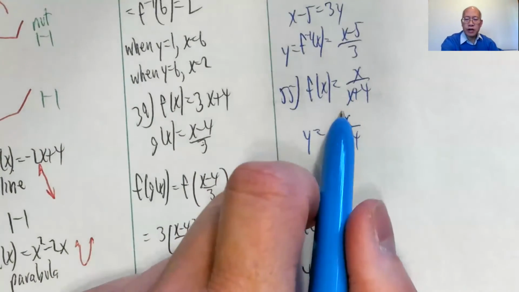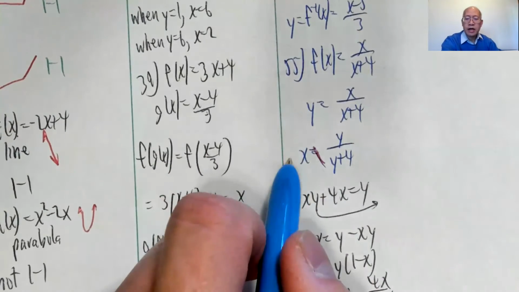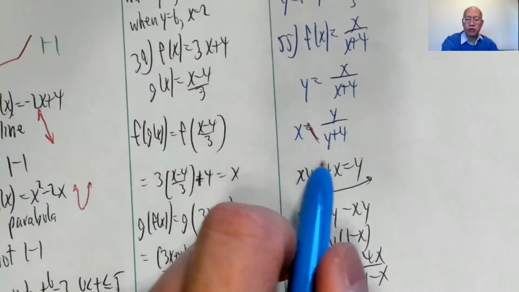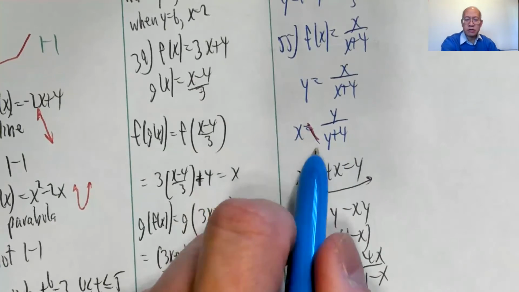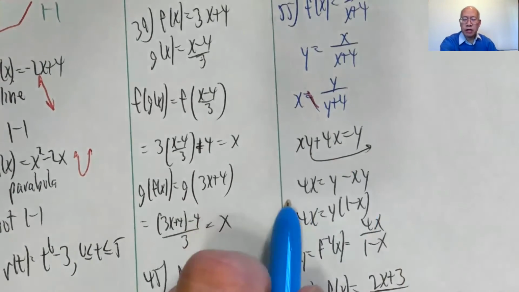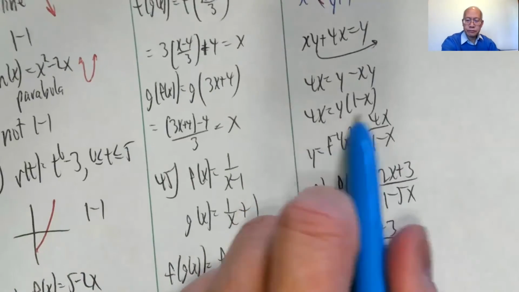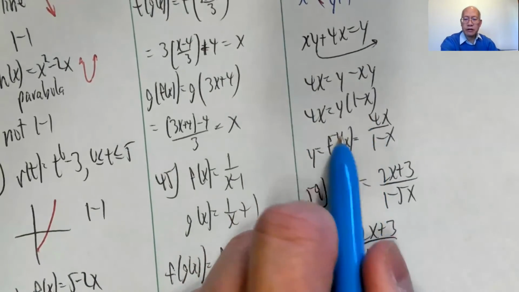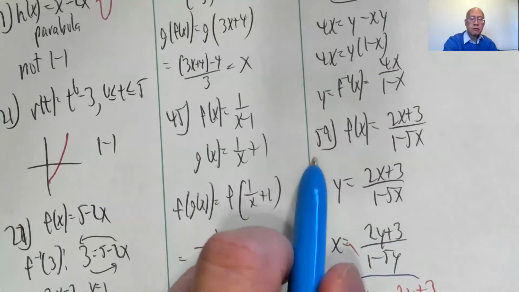55, f of x is x over x plus 4. Call it y. Switch around x and y. x equals y over y plus 4. Cross multiply, or multiply both sides by y plus 4. That's xy plus 4x equals y. Put the y's together, subtract xy. 4x equals y minus xy. Factor out the y and divide by the factor. So f inverse of x is 4x over 1 minus x.